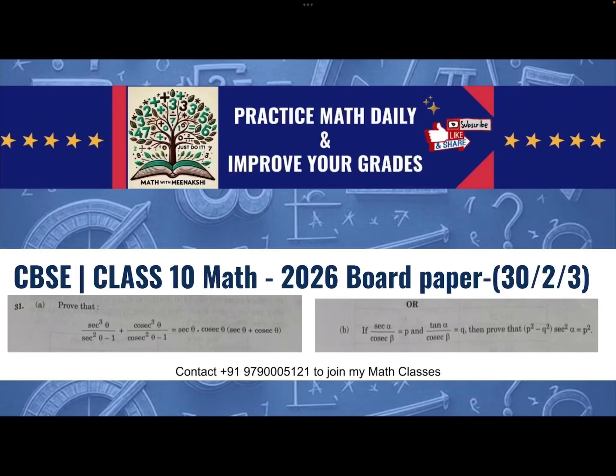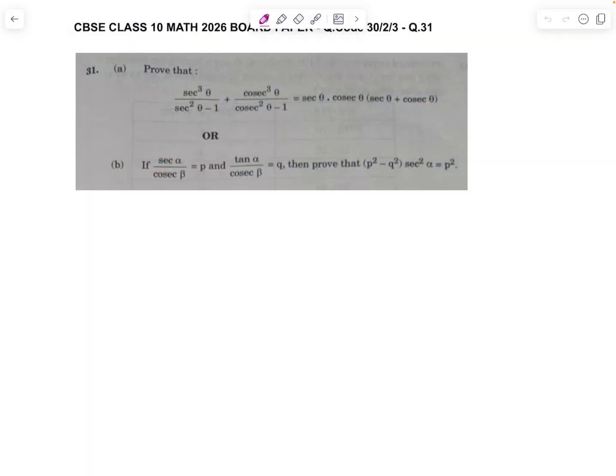Hello all, in this video I'm going to solve question 31 part A and B from CBSE class 10 standard math 2026 board paper. The question paper code is 30/2/3. The part A of question 31 says prove that secant cube theta upon secant square theta minus 1 plus cosec cube theta by cosec square theta minus 1 is equal to secant theta into cosec theta into sec theta plus cosec theta. Let's start from LHS.